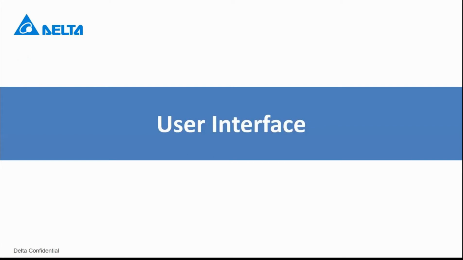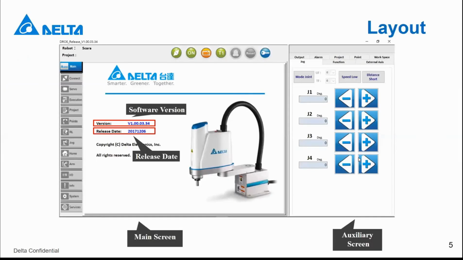So first is the user interface. Once you open DRAStudio, you will see this interface. Basically the left side is our main screen to control the robot. And the right side is a screen where you can use some functions as a help to control robots. And of course, you can see the version and also release date here.